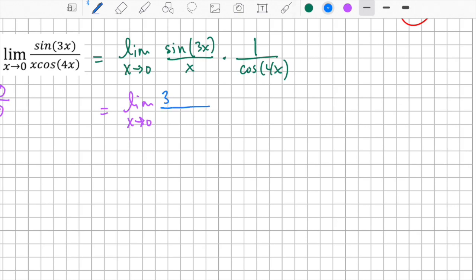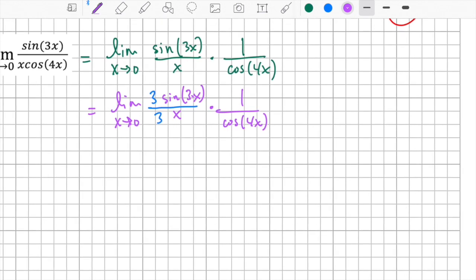We're going to multiply by 3 over 3. So 3 over 3, it's going to be sine of 3x over x times 1 over cosine of 4x. So that's going to help us now.